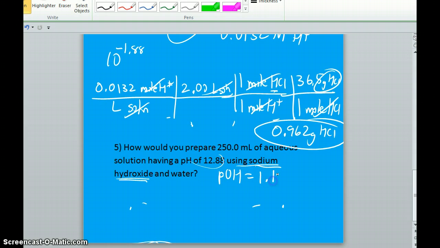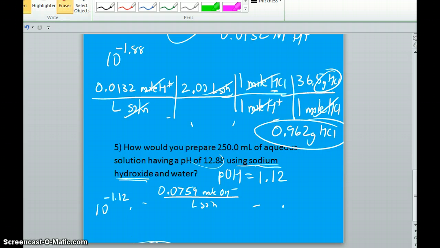And the pOH of the solution I want to make is 1.12, which means that we want to know what the second function log of negative 1.12 is, so that we can get our hydroxide concentration and do the problem. And it comes out to 0.0759 moles hydroxide per liter solution.